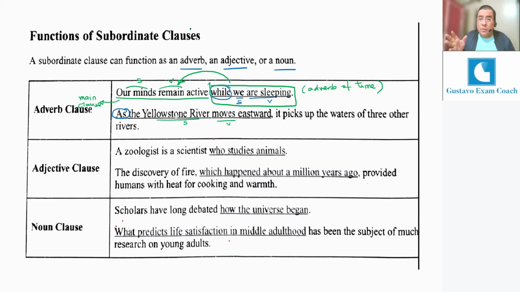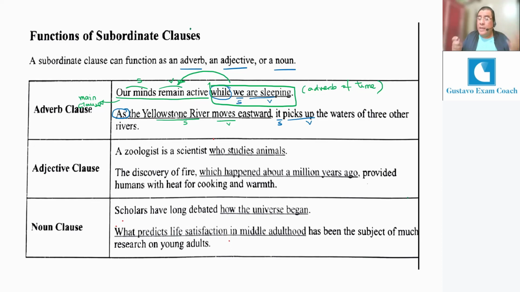While the Yellowstone River moves eastward, it picks up the waters of 3 other rivers. Yeah, while or as, and the conjugated verb and the subject in the main clause, you can see it picks up. So it, of course, refers to the Yellowstone River. So it says that the Yellowstone River picks up the waters of 3 other rivers.